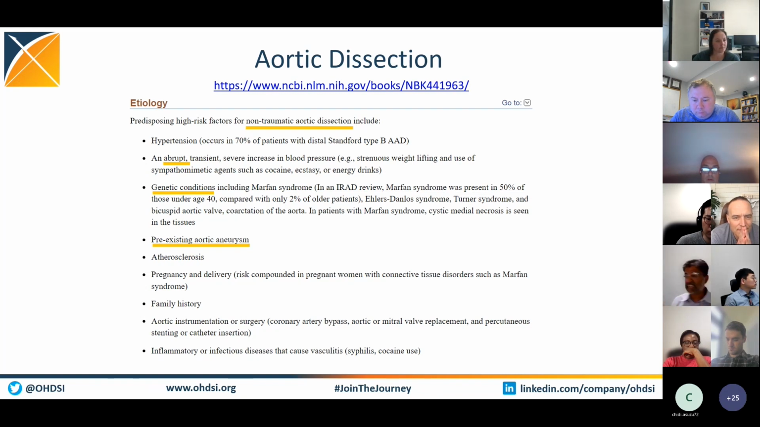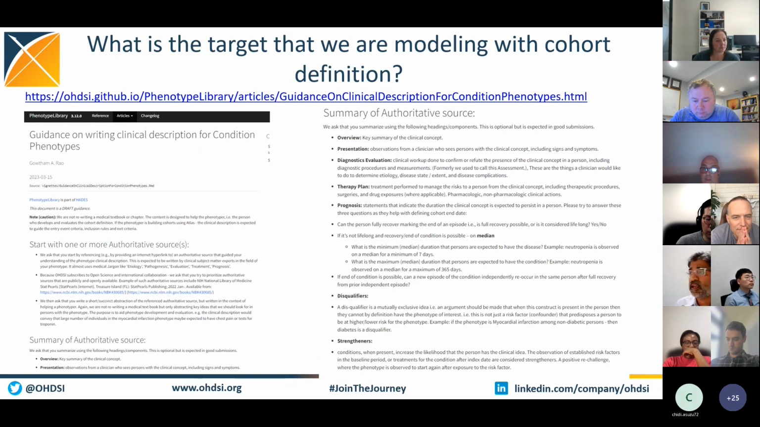So this is what we learn by reading an authoritative source. Now, in OHDSI, the Phenotype work group has recommended that, in order to facilitate shared understanding, we translate what we've learned from an authoritative source into a somewhat structured clinical description. We're not rewriting a medical text. It does not have to be extremely long, but we ask for certain key components that we encourage you all to write about. Those sections are overview, presentation, diagnostic evaluation, therapy plan, prognosis, disqualifiers, and strengtheners.